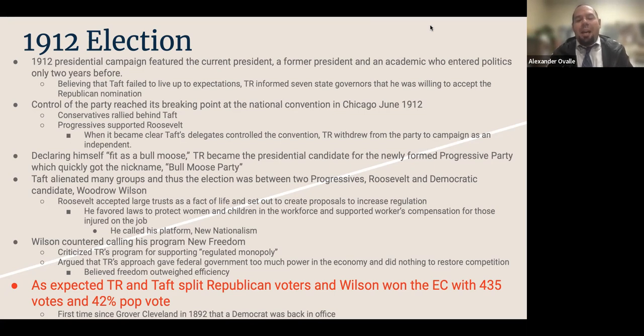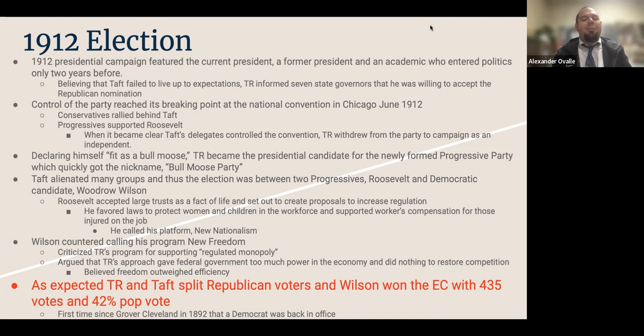Conservatives will rally behind incumbent President Taft. Progressives will support Roosevelt. When it became clear that Taft's delegates controlled the convention, Teddy Roosevelt withdrew from the party to campaign as an independent. Declaring himself fit as a bull moose, Teddy Roosevelt became a presidential candidate for the newly formed Progressive Party, which quickly got the name Bull Moose Party.